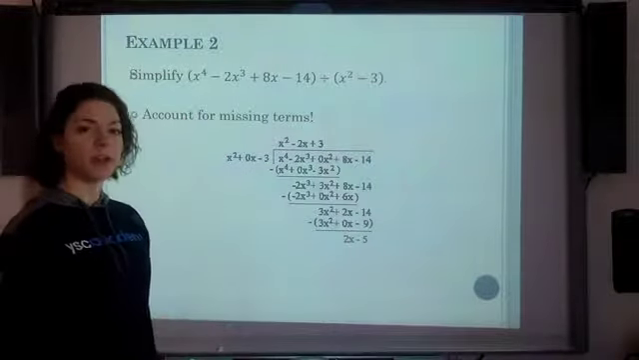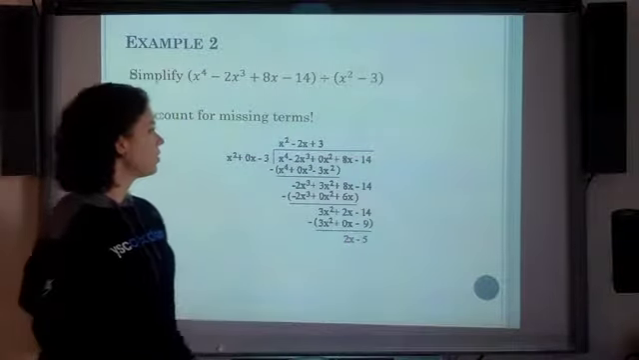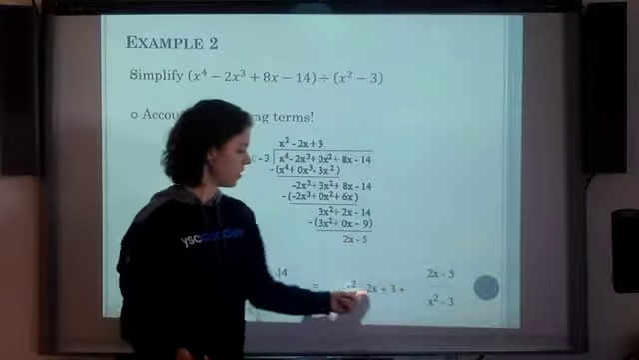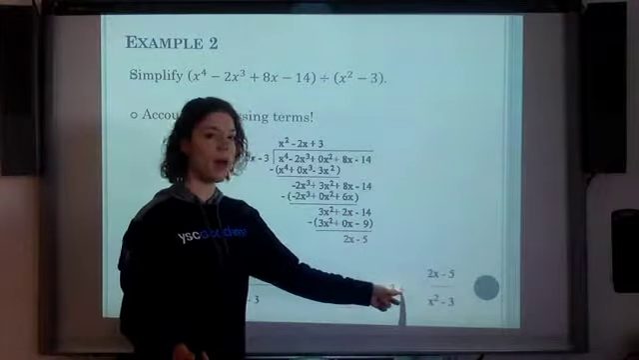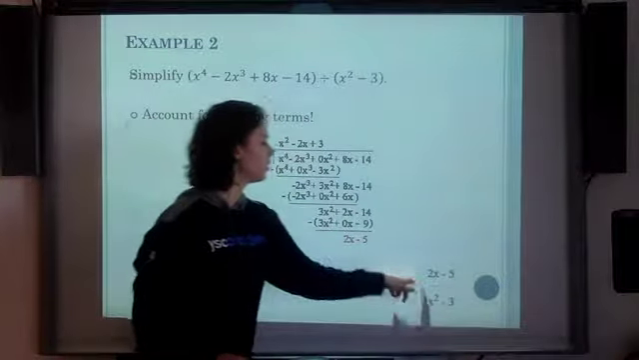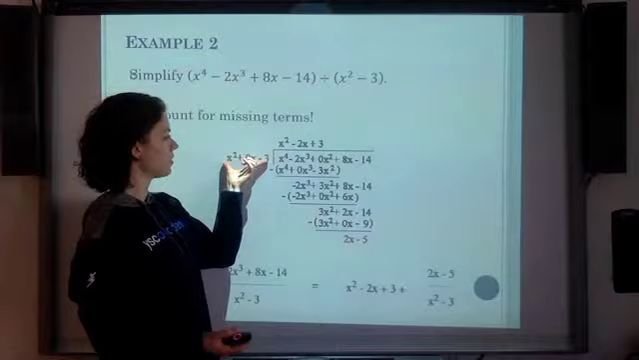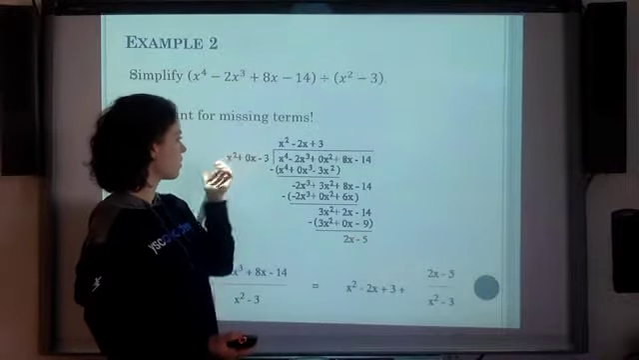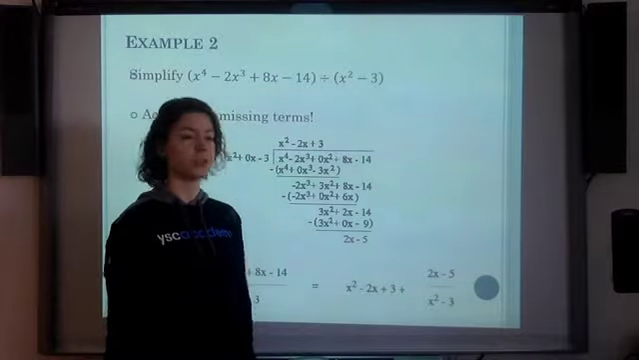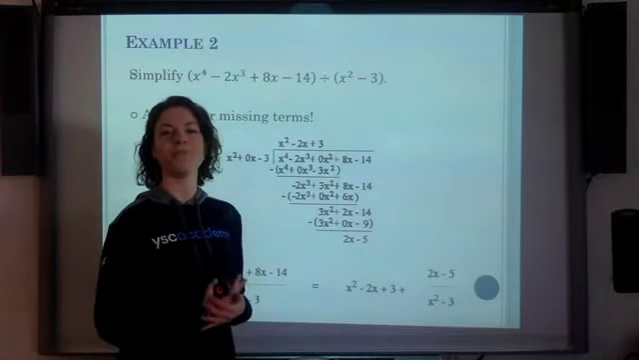To write our final answer, what we do is we write our quotient. So write the quotient right here. And then you add your remainder over your divisor, which was x squared minus 3. You don't need to include 0x in your final answer. If you did, I wouldn't take off, but you don't need to do that.